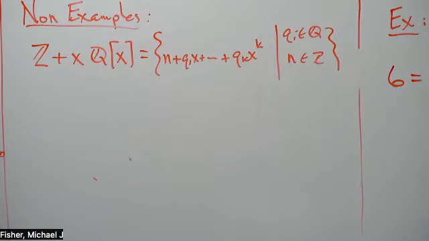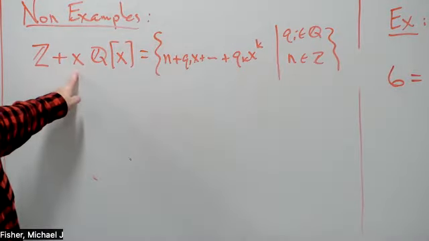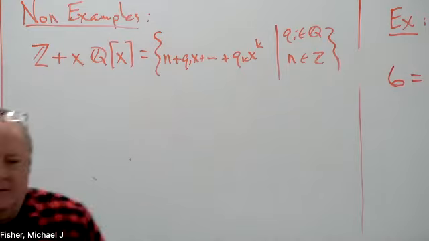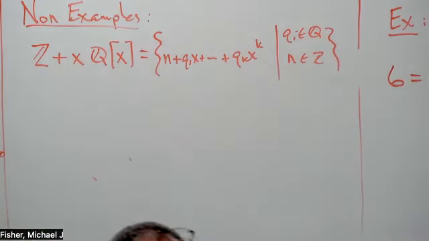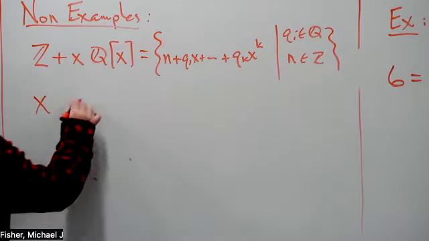You have the fundamental theorem of arithmetic. Now, there are elements here that cannot be factored into irreducibles. Anybody see one? Anybody see an element that can't be factored into irreducibles? I'm going to make you mad. X cannot be factored into irreducibles.